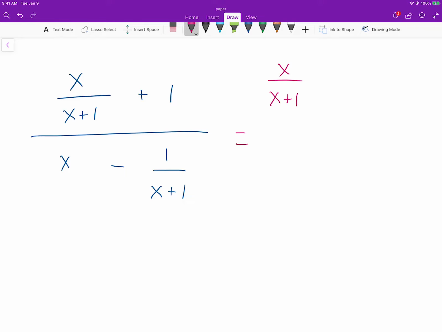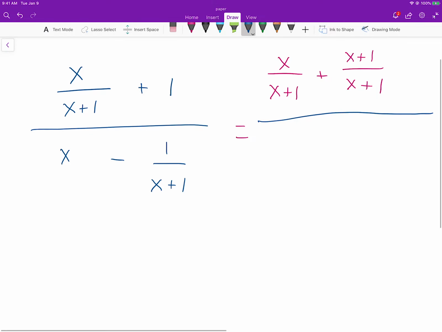I'm just copying it. And then I know in order to add fractions, I need common denominators. So if I want to add a 1, I'm going to call that x plus 1 over x plus 1. That's just another way of saying 1. Anything over itself is equal to 1. That's my entire numerator. I just rewrote it, same exact thing.